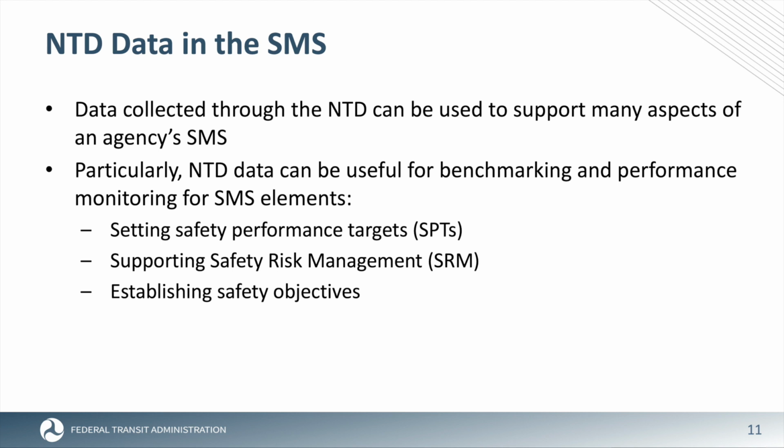So maybe you could use the NTD data to establish a peer group based on the types of vehicles you operate, the modes that you operate, maybe based on your geographical region or the amount of service that you provide. Perhaps your agency is interested in finding industry averages for a specific mode, like demand response. And you want to look to the NTD to see what those national modal rates are. All of these are examples for which you could look to the NTD to help support your agency's activities.